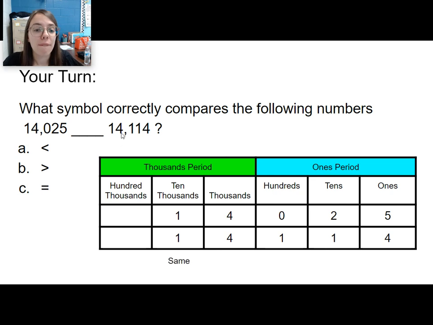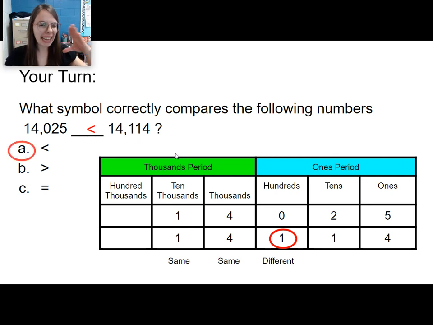So that means 114 is going to be greater than this number. So we would, to read this correctly, 14,025 is less than 14,114. Remember, kind of think about it like an alligator mouth. Alligators are real hungry. They want to kind of eat the greater value. So kind of think about it like that. You find the greater value and just make sure the mouth is facing that, and then you'll have your correct sign.